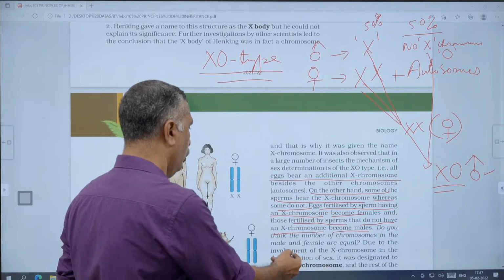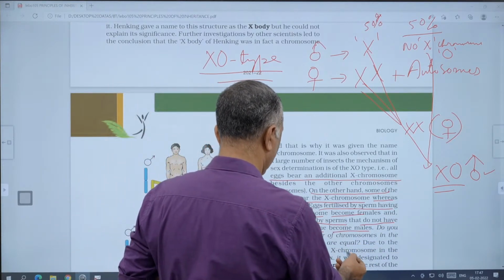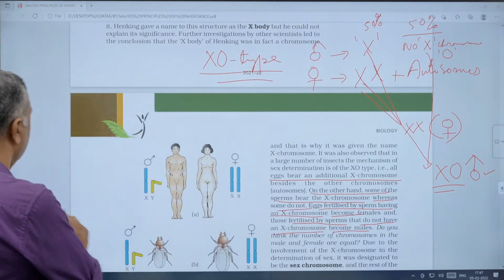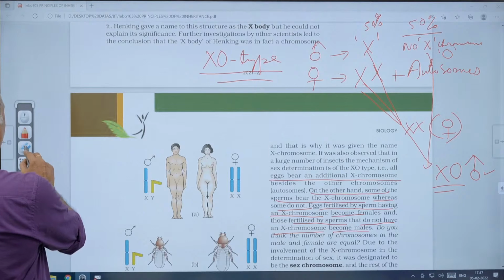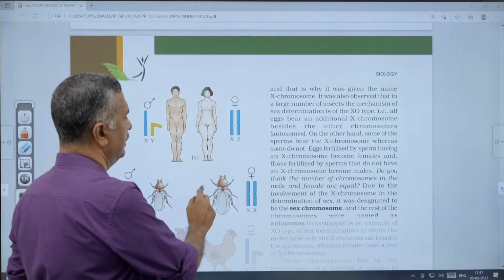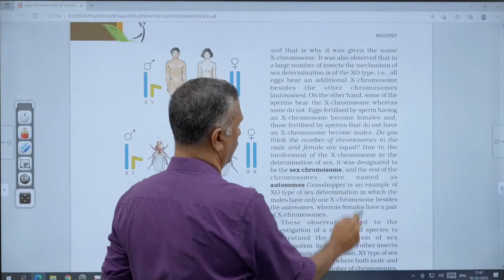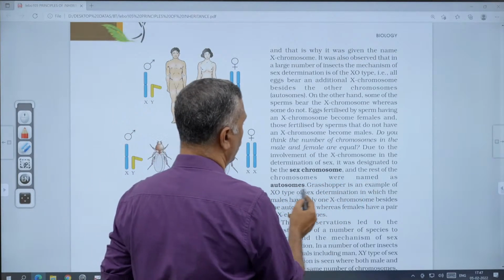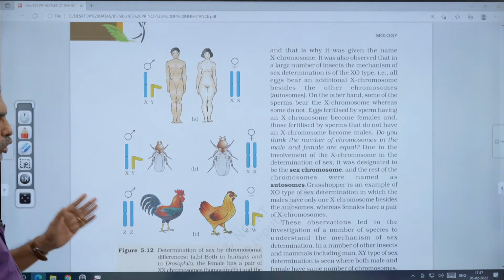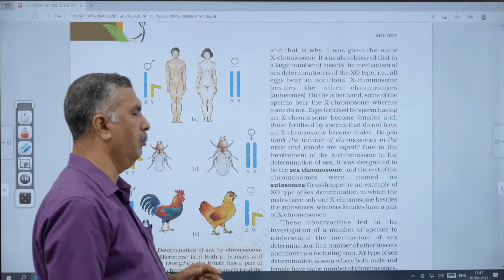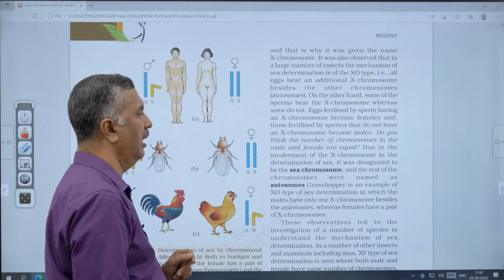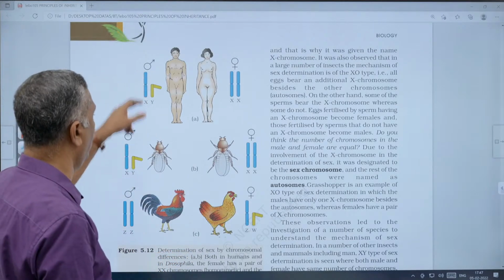Due to the involvement of the X chromosome in the determination of sex, it was designated as the sex chromosome. And the rest of the chromosomes were named autosomes, the body chromosomes. Autosome plus XX in the case of females, autosome plus XO in the case of males. That is the XO sex mechanism.